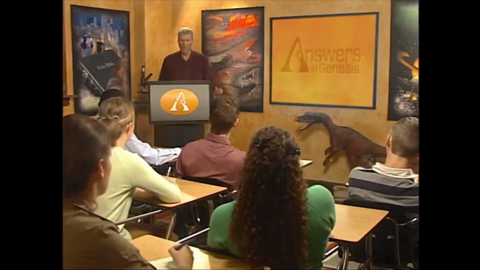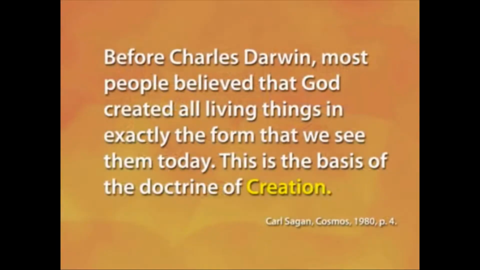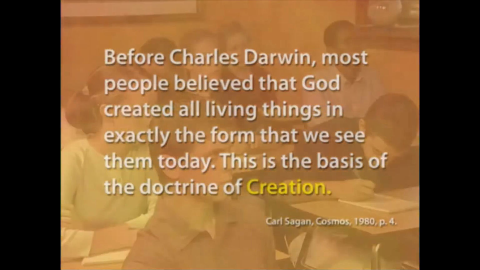Here's the first sign. The first sign says this: before Charles Darwin, most people believed that God created all living things in exactly the form that we see them today. This is the basis of the doctrine of creation. Stop there for a moment. Do creationists believe that? Do we believe that God created everything exactly as we see it today?